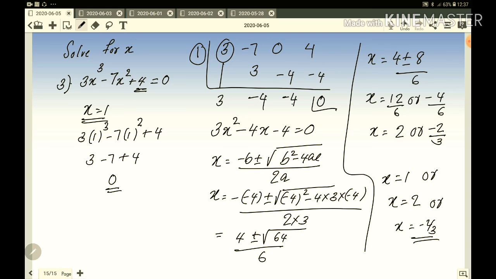I think you understood how to solve these cubic equations, and this is a very important one. I told you in the previous video, when it comes to drawing a cubic graph, these values are the x-intercepts of the cubic graph that you will see in my future videos.